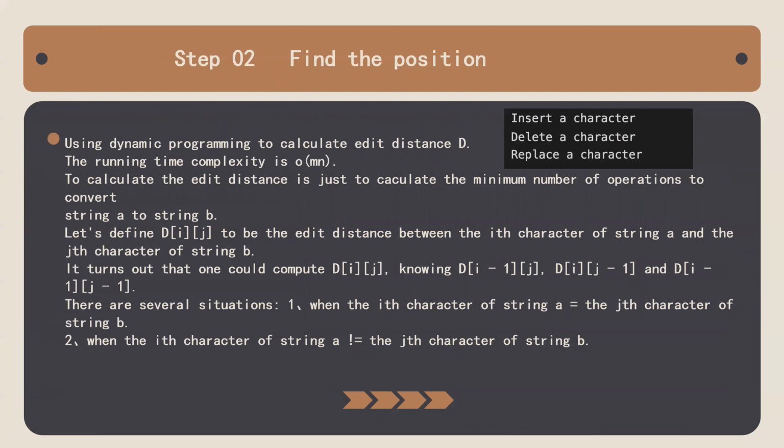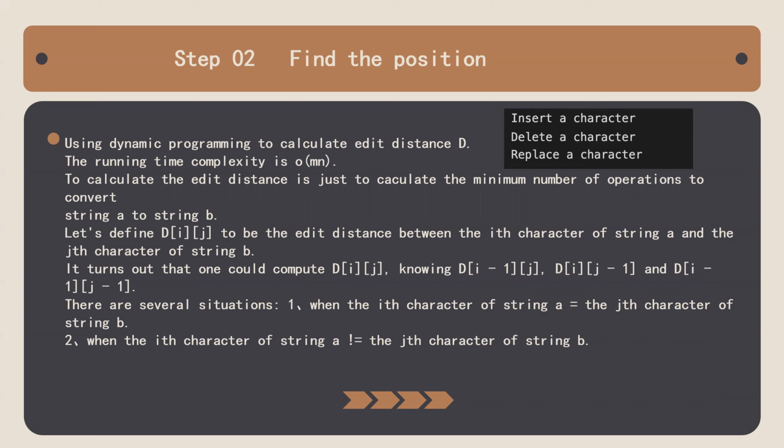Calculating the edit distance is just calculating the minimum number of operations to convert string A to string B. Let's define D(i,j) to be the edit distance between the first i characters of string A and the first j characters of string B. It turns out that one can compute D(i,j) knowing these three states. There are several situations. When the ith character of string A equals the jth character of string B, then D(i,j) just equals D(i-1, j-1).